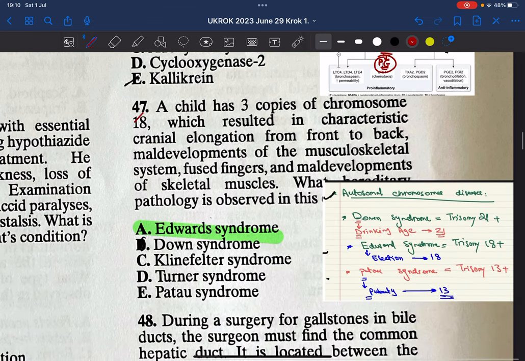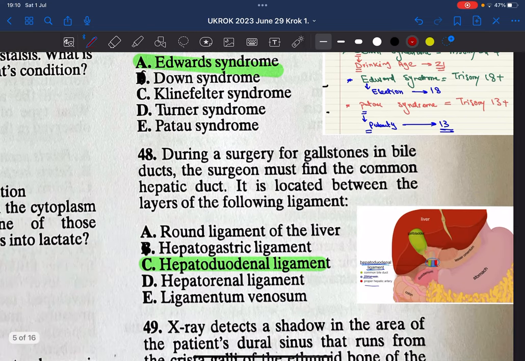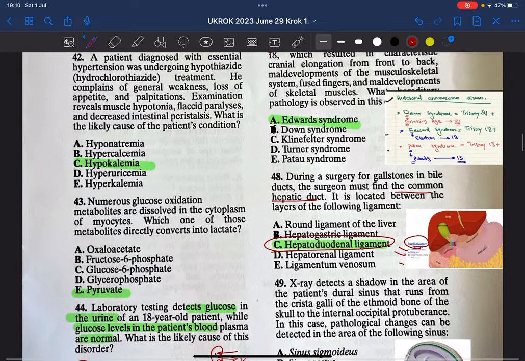Trisomy 18, it's Edwards syndrome. The common bile duct or common hepatic duct is found in the hepatoduodenal ligament. This is the ligament that contains the common bile duct, the portal vein, and the hepatic artery.